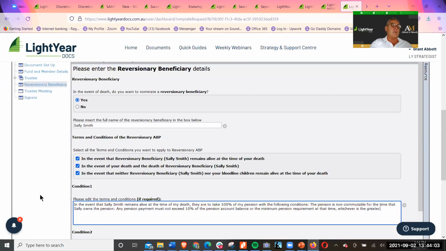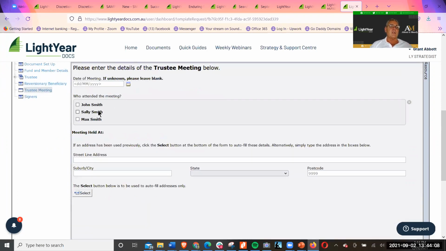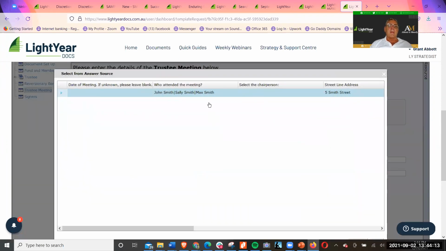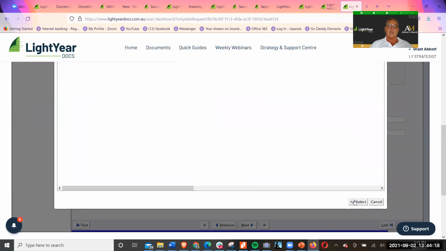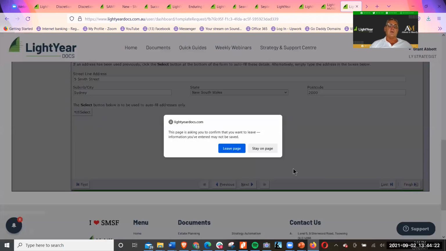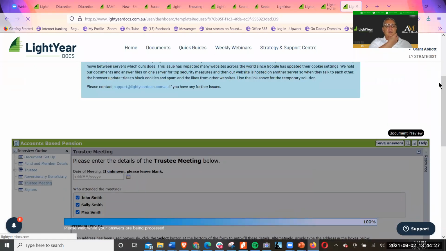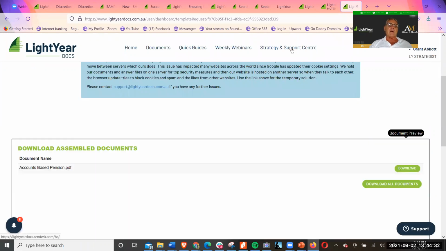And you can see trustee meeting. That's what I forgot to do. Who attended the meeting? John, Sally, there, select, put that in there, and then I've got select there, and up pops the address. So then I'd finish that. So again, leave the page. So that's perfect. So I would pop that new document, but that covers that issue. Does that make sense, Chris? So that's a really good question on that one.